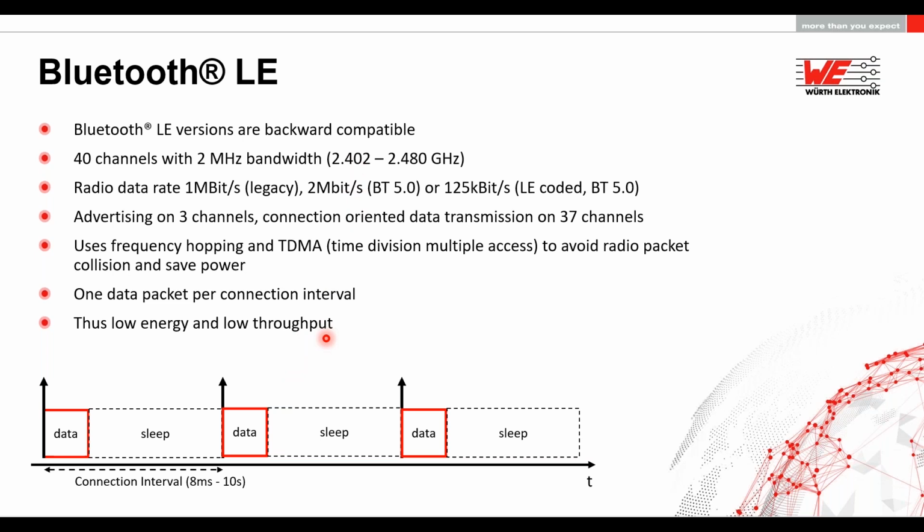It consists of 40 channels of 2 megahertz each. On the radio physical layer, you have options to select between 1 megabit per second data rate, and in the modern standards, a high throughput mode of 2 megabit per second, or a long range coded low energy mode of 125 kilobit per second. You have 3 advertising channels and 37 channels reserved for data communication.